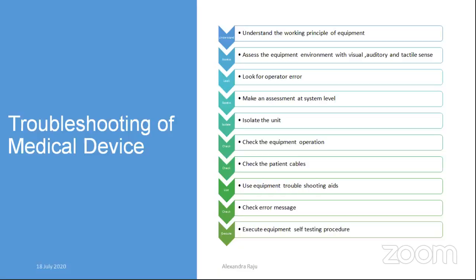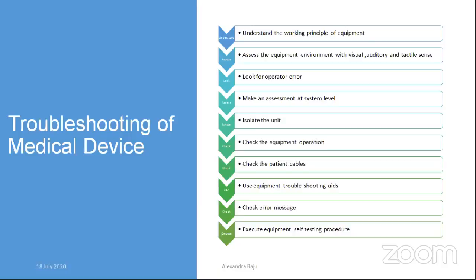And next is the operator's error. We have to look for the operator's error. You have to check with the operator what had happened and how this fault had occurred. We have to know the cause, how this error had occurred.